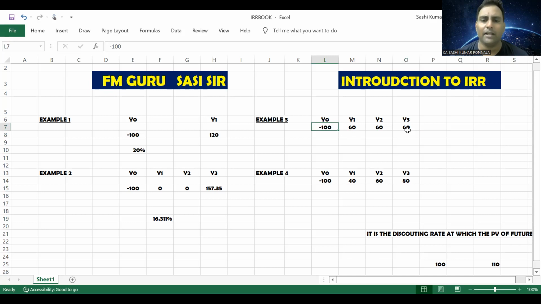60 plus 60 plus 60, without considering the time value of money, you are getting an amount of what? 180. Out of this, your investment is 100. Means you are getting an absolute return of what? 80 rupees for a period of how many years? 2 years. Or a period of 3 years. Now I want to know the annual rate of return. The annual rate of return on this investment.